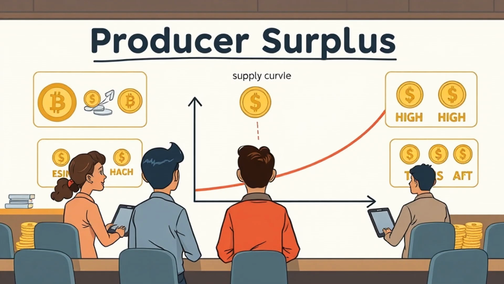A supply curve can be read as a line of sellers with different costs. Producer surplus is larger for sellers whose costs sit well below the market price. Low-cost producers are willing to sell earlier, while higher-cost producers need a higher price. When market prices rise, some producers gain even if their physical output does not change.